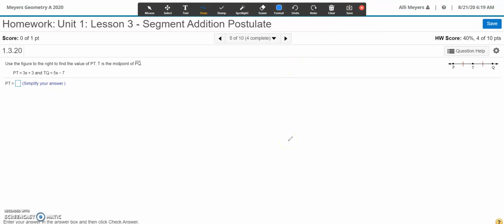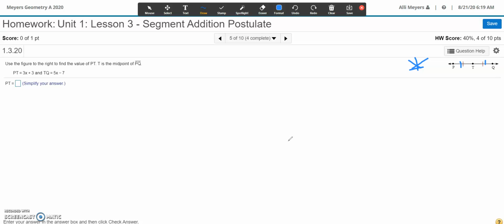All right. Number 5, use the figure to the right to find the value of PT. P is the midpoint. So my picture is super small over here. These little marks on PT and PQ mean congruent. So those two pieces are the same and T is right in the middle, so that also tells me that they're the same.